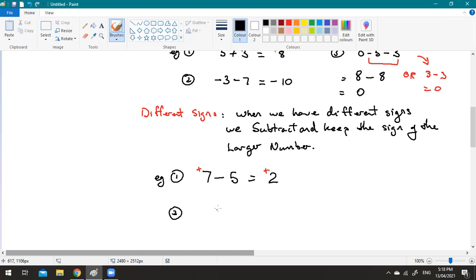What about if it goes in the other direction? 5 take away 7. The sign in front of the 5 would have been positive. And the sign is different, so we subtract. 7 take away 5 is 2. And keep the sign of the larger number.